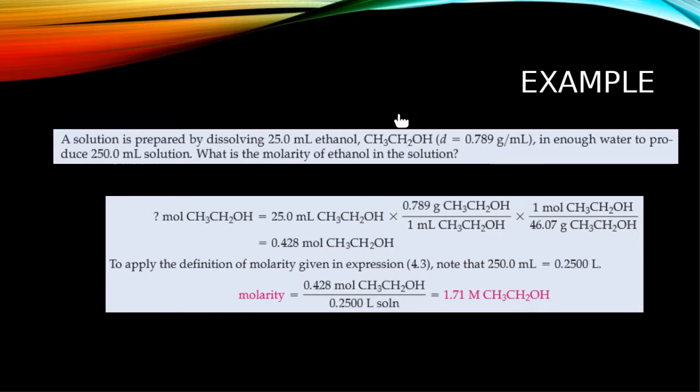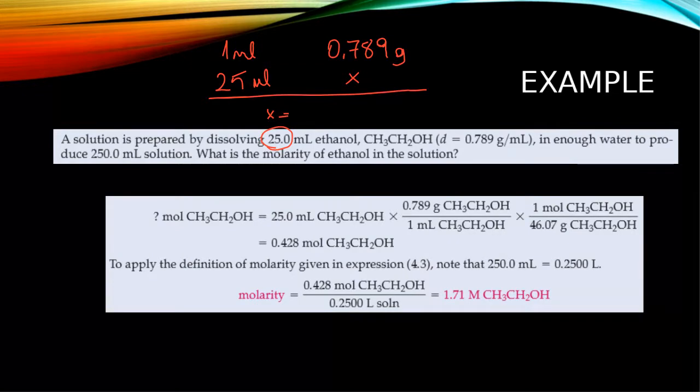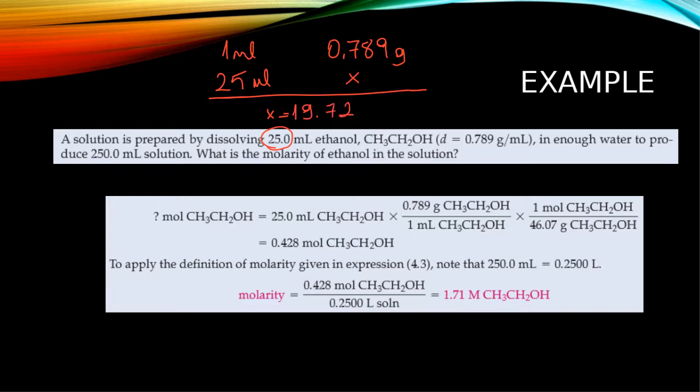If we want to read that unit, we have to write it like that. Actually, one milliliter of ethanol has 0.789 gram. We have 25 milliliters. How many grams of ethanol do we have? First of all, we multiply 25 by 0.79, and we get 19.725 grams. We find that mass, and then we do the molarity.